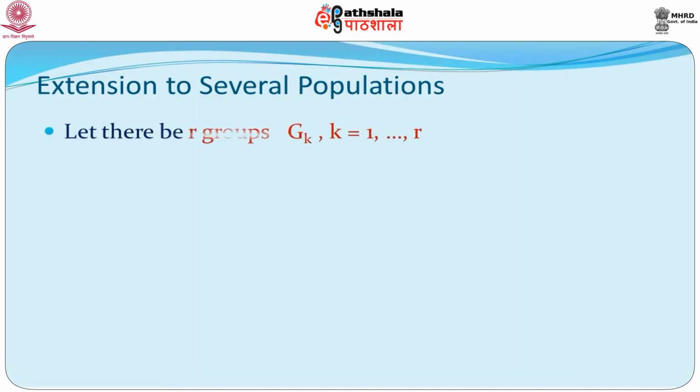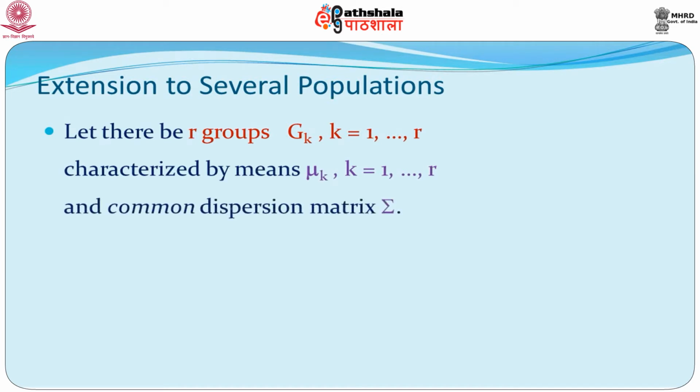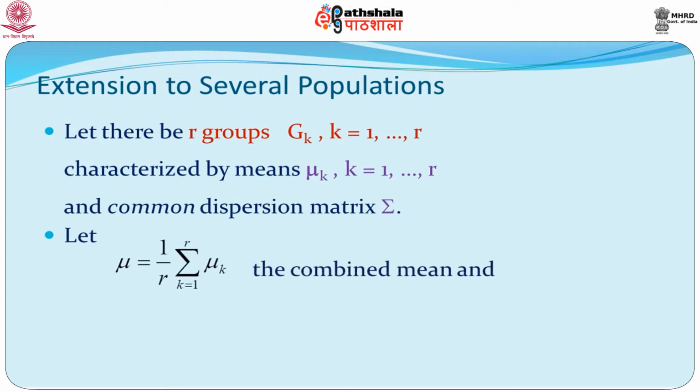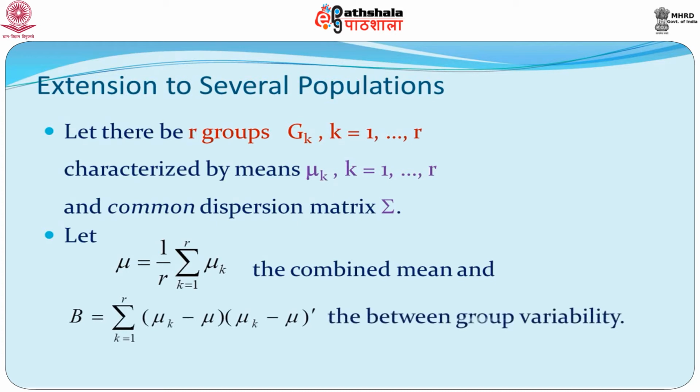But let us generalize this to several populations, and let us have a wider view of this. So if you look at several populations, we have R groups G_k, k running from 1 to R, and each of these groups is characterized by means mu k, again k running from 1 to R, but they have the same dispersion matrix sigma. In this case, let mu be the combined mean, that is, the mean of the means mu k's, and B be the sum over k of (mu k minus mu)(mu k minus mu) prime, which gives us the between group variability.